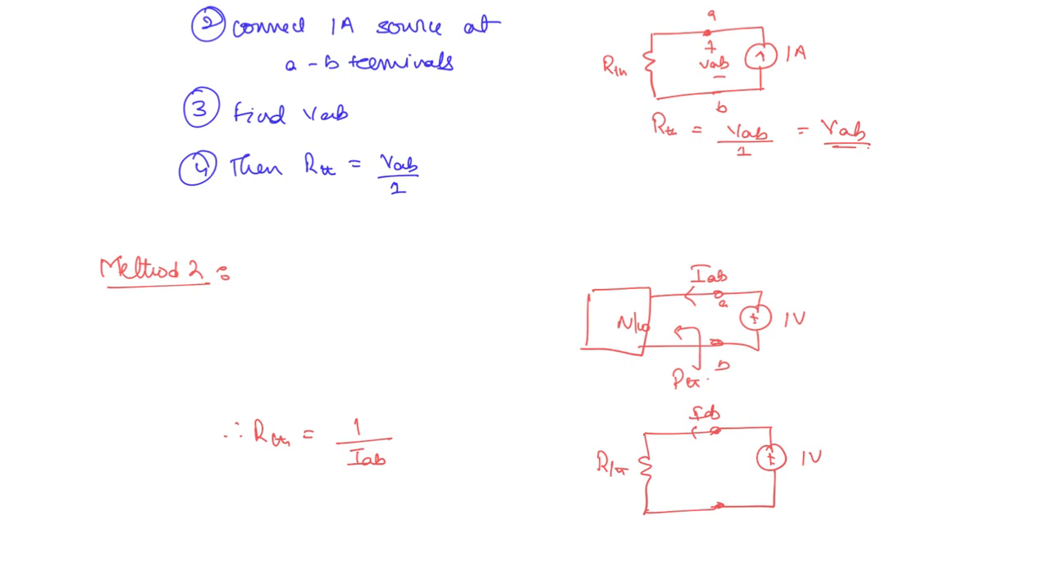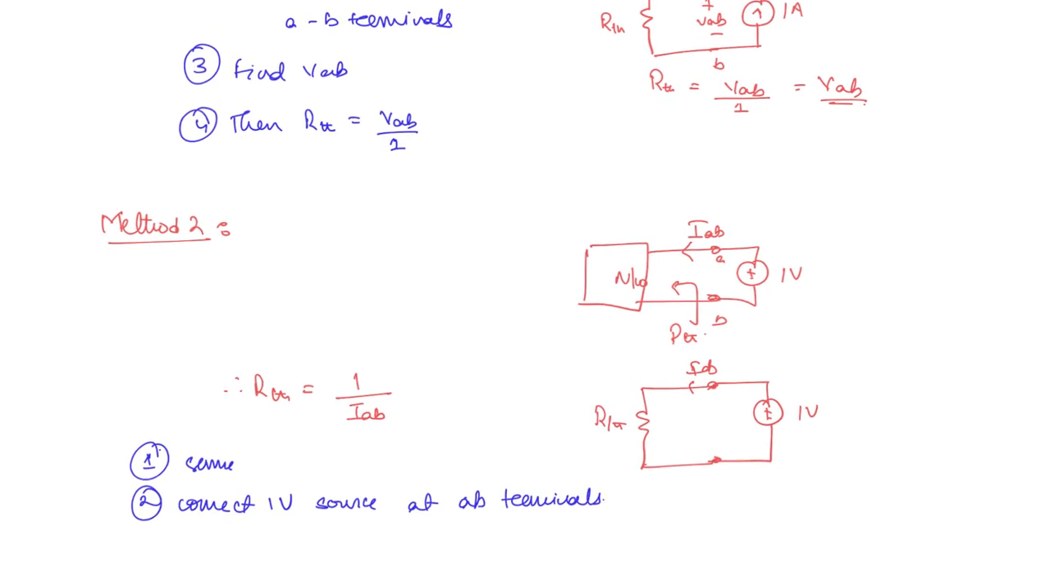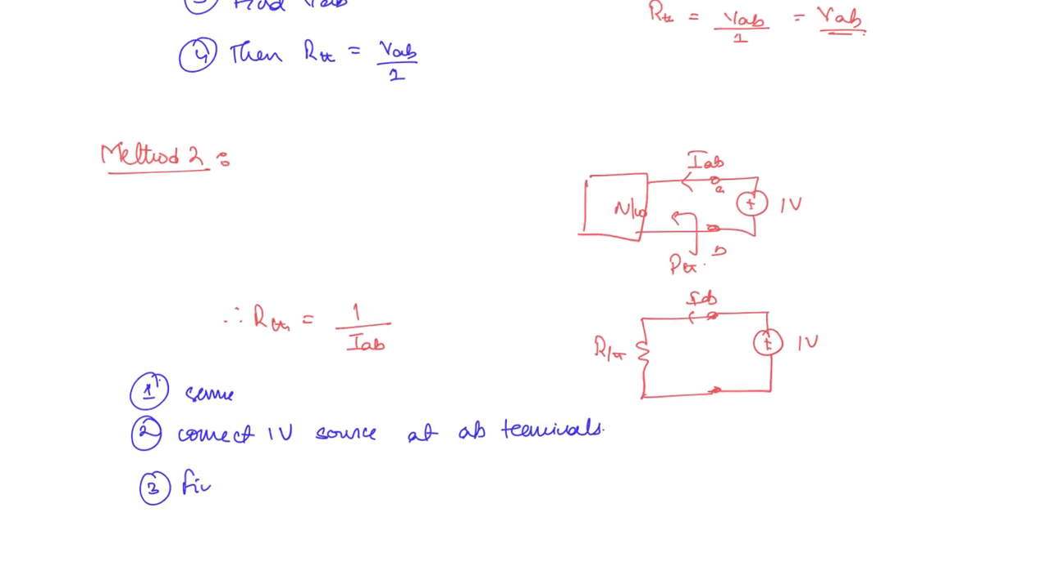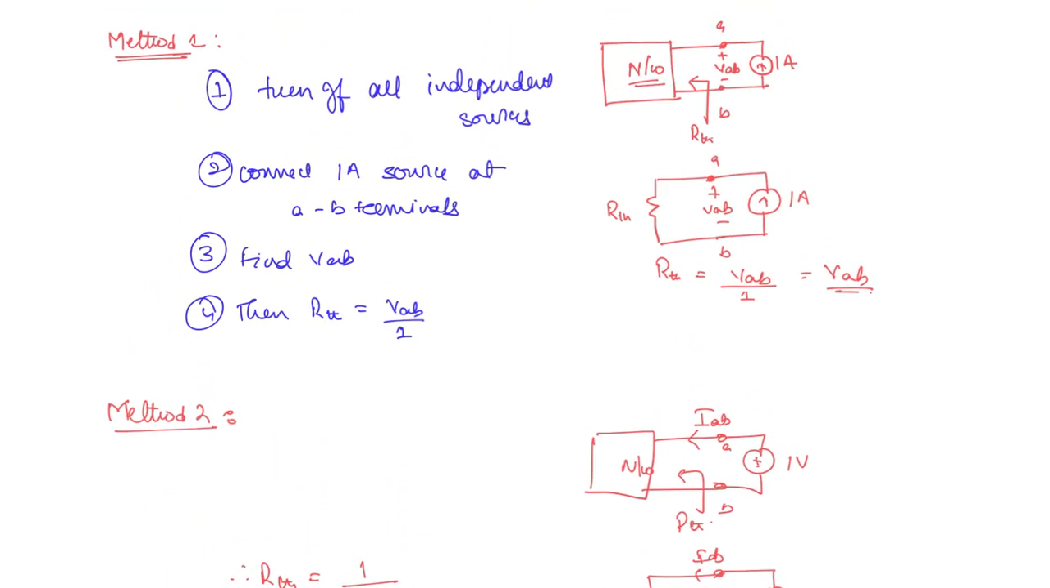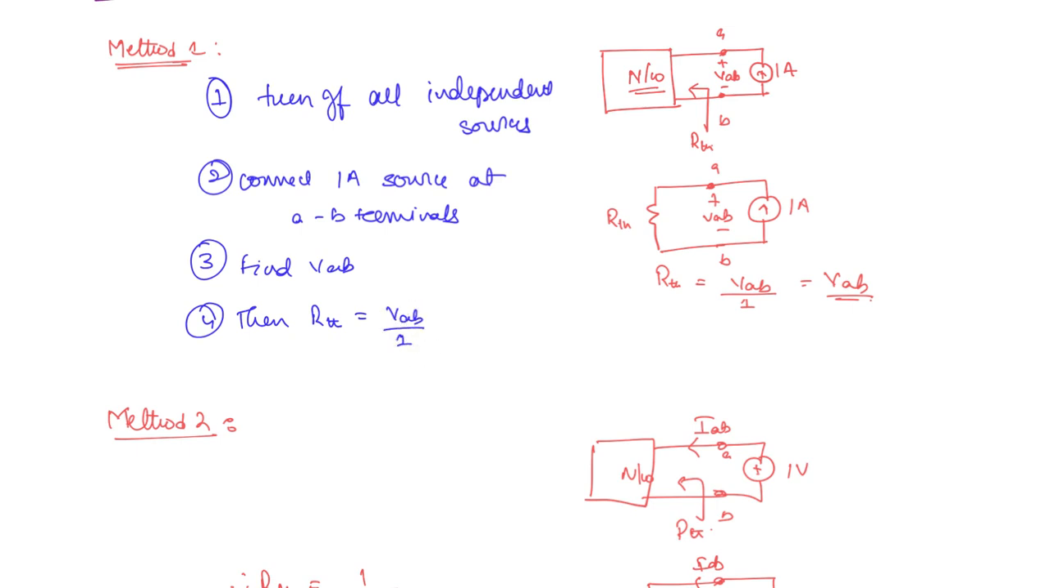So here what is the procedure? The first step is the same as in method 1. The second step is to connect a 1 volt source at the AB terminals and find IAB, and from there you can get RTH is equal to 1 by IAB. Because it is a little simpler to just find VAB, where VAB will simply be the Thevenin resistance, I tend to follow method 1, but you can follow whichever is more convenient for you.